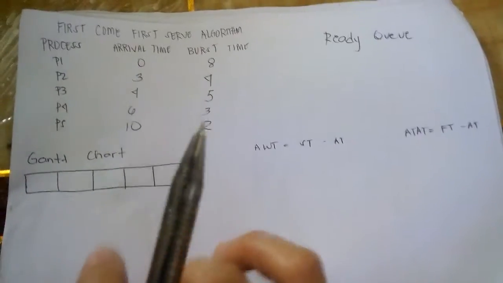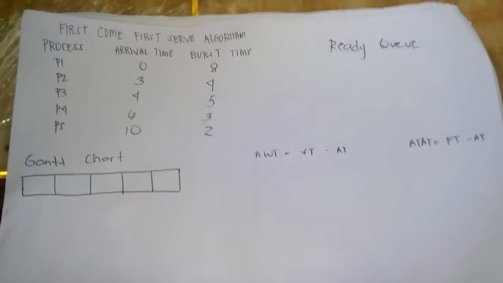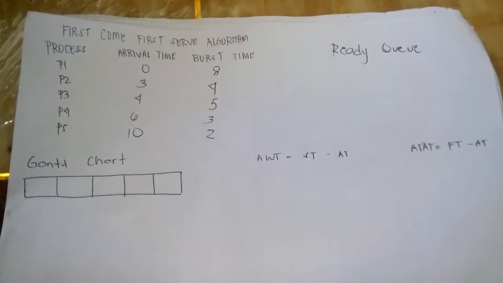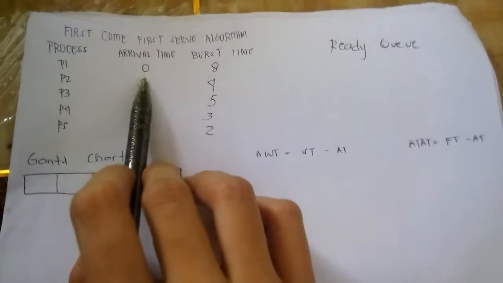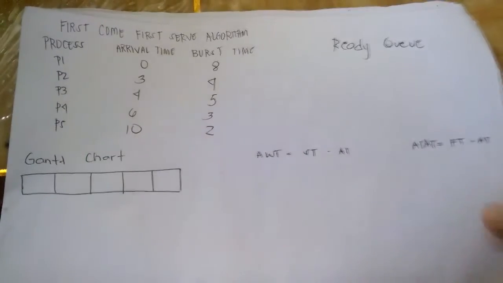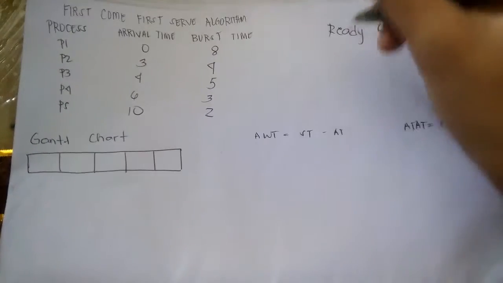In first come first serve algorithm, there is no preemption happening. The first process to come to the ready queue is the first process to run, execute, and to be finished. In our process, as you can see, P1 arrived at time 0, so it will be the first one to come on the ready queue and the first one to be executed and to be finished.